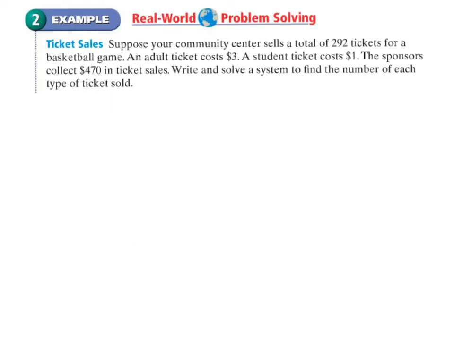Example 2. Of course, we're going to have a real-world problem. So here we go. Suppose your community sells a total of 292 tickets for a basketball game. An adult ticket costs $3, and a student ticket costs $1. The sponsors collect $470 in ticket sales. Write and solve a system to find the number of each type of ticket sold.